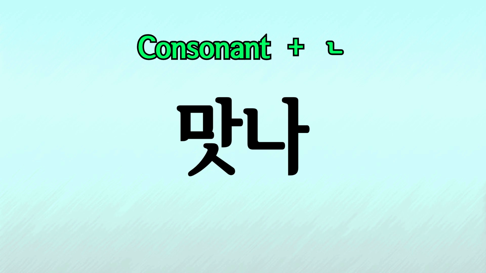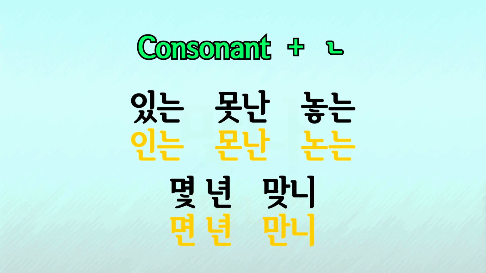Here's another example. We have the consonant 시옷 at the bottom of the first syllable, followed by a nian. So the 시옷 becomes a nian, and we get the pronunciation of 만나. Here are a few more common examples. 있는, 못난, 놓는, 몇 년, 많이.